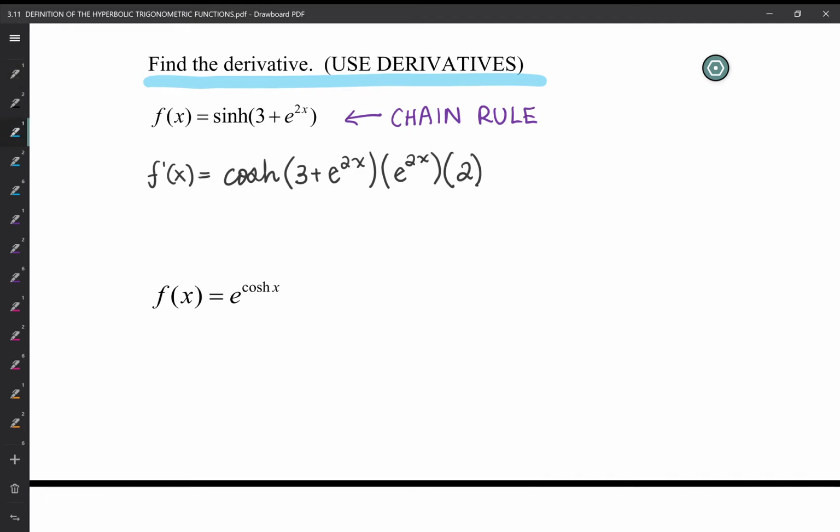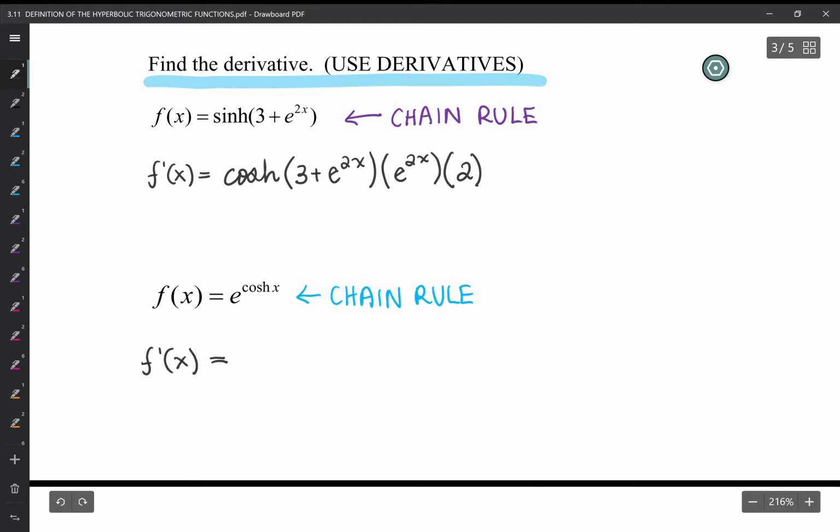For this next function, we will need to use chain rule once again. So we have that f prime of x is equal to the derivative of e to the x, which is e to the x. So we have e to the inside function, which is the hyperbolic cosine of x, times the derivative of the inside function, so times the derivative of the hyperbolic cosine of x. The derivative of the hyperbolic cosine of x is equal to the hyperbolic sine of x. Making sure that we're very careful here, because this is not negative.